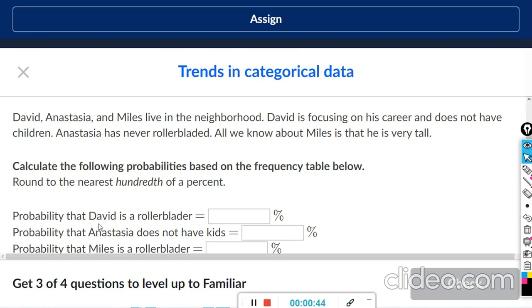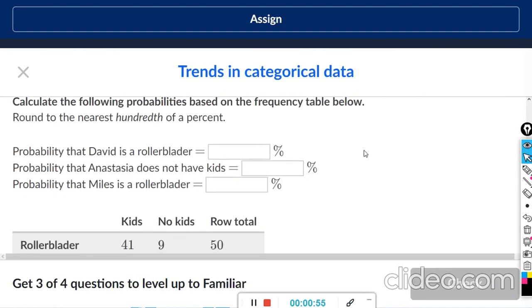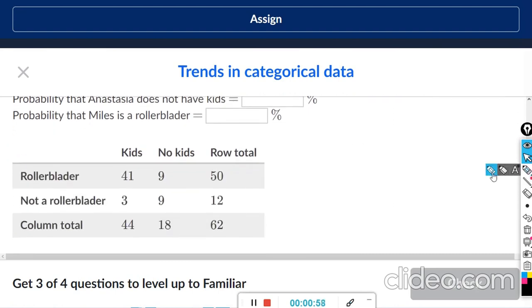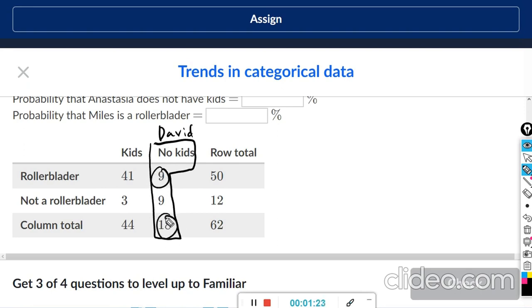Okay, probability that David is a rollerblader. Well, they said David is focusing on his career and does not have children. So let's see the probability that David is a rollerblader. We know that David does not have children or kids, so we're concentrating on this column only. They gave us the column totals and the row totals. So we know David does not have kids. The probability that David is a rollerblader is going to be 9 out of 18.